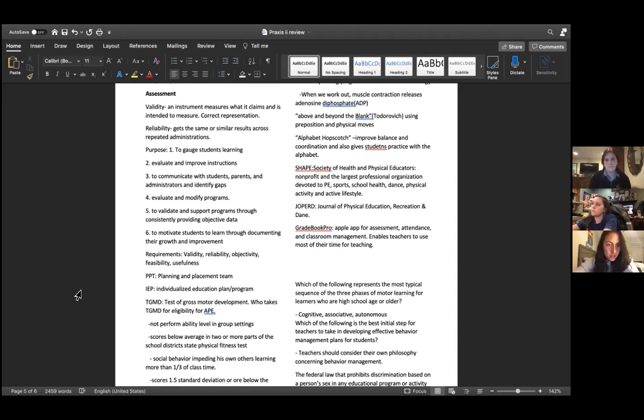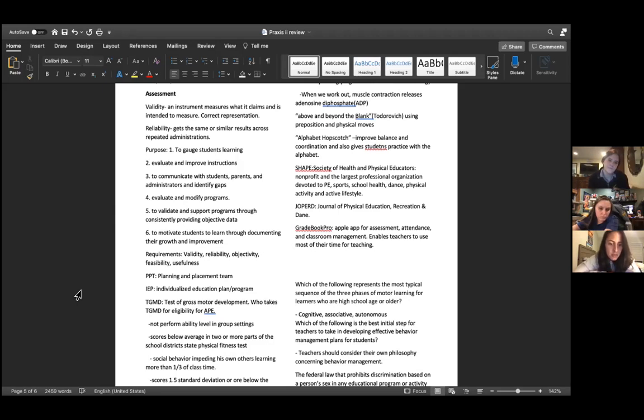Purpose. The first one, to gauge students' learning. 2, evaluate and improve instructions. 3, to communicate with students, parents, and administrators and identify gaps. 4, evaluate and modify programs. 5, to validate and support programs through consistently providing objective data. 6, to motivate students to learn through documenting their growth and improvement. Requirements: validity, reliability, objectivity, feasibility, and usefulness.